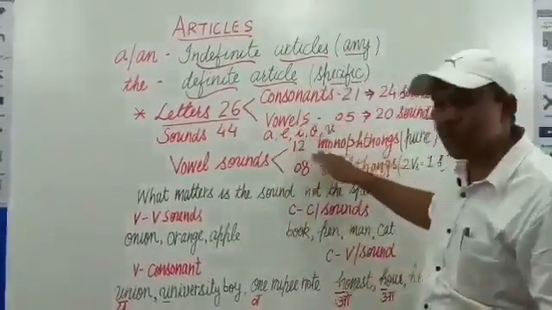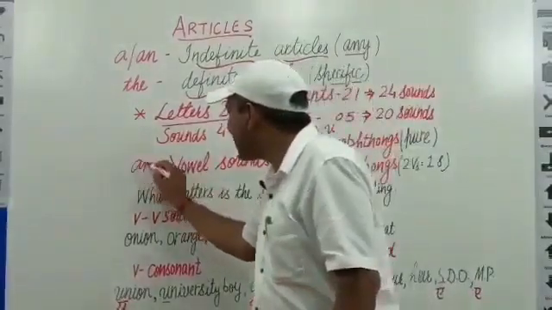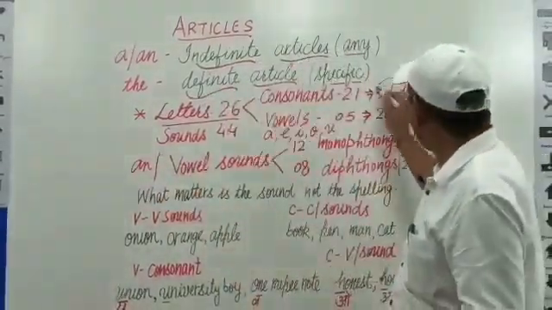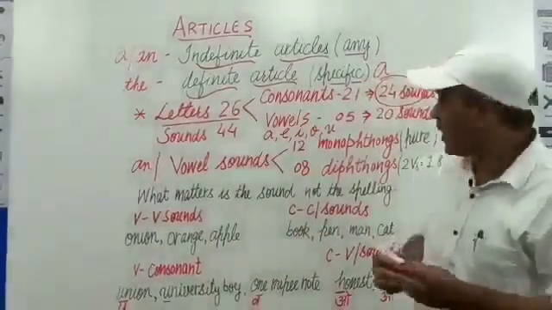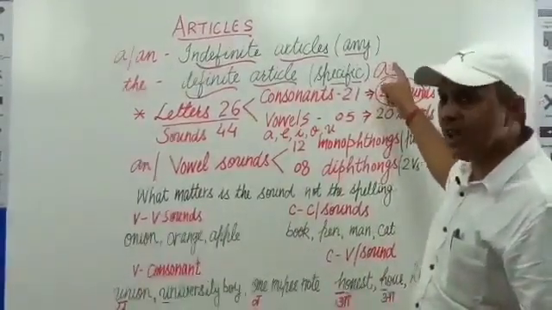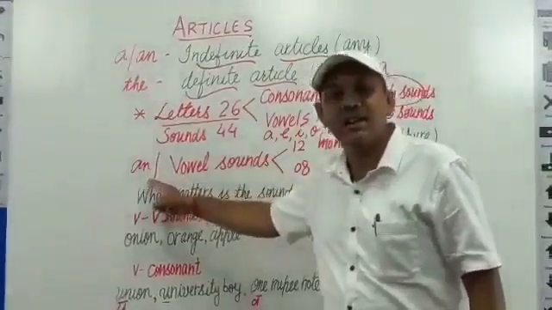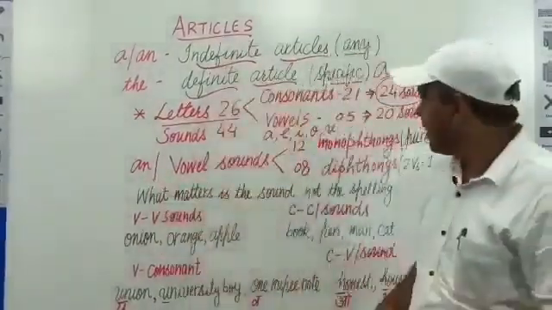Before these 20 vowel sounds, we use an as an article. And before these 24 consonant sounds, we use a. Before these 24 consonant sounds, we use a. And before these 20 vowel sounds, we use an in the exercise of articles.